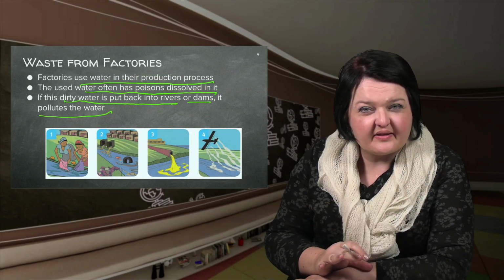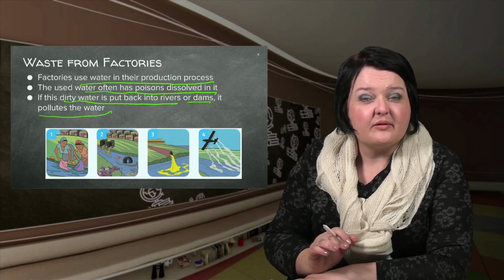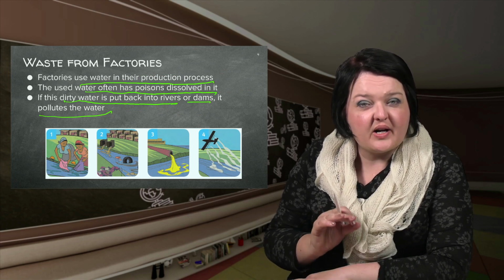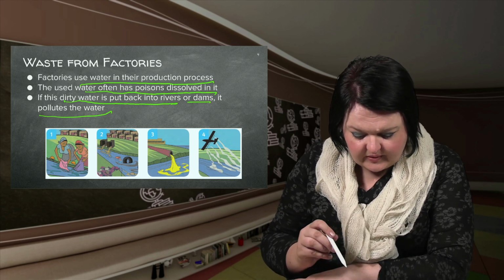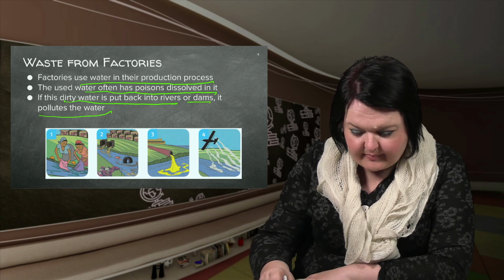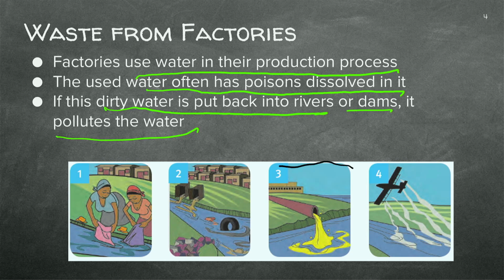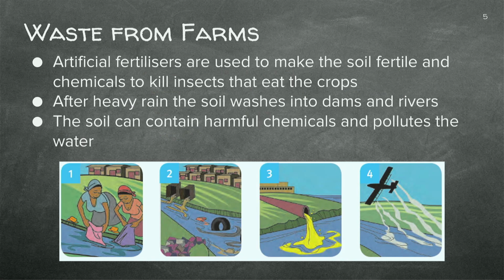So it's very important for factories to have a water purification system before allowing the water to re-enter the river system. For example, if we look at this image number 3, we can clearly see how the polluted water flows back into the river. Even forms of oil or waste from the factories get pumped into the river from the original factory. Now, the last one we need to consider would be waste from farms.